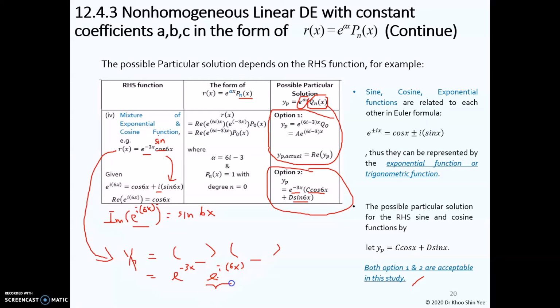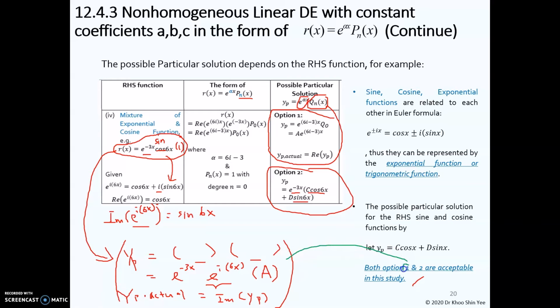We don't write the imaginary part here to simplify the calculation, where we will consider the imaginary part later. So for your actual YP, you need to consider the imaginary part later. From here you should know your polynomial function is equal to 1, so the general formula for the constant is equal to A here. By doing this, we succeed to form the particular solution for this problem. So this is the first option.